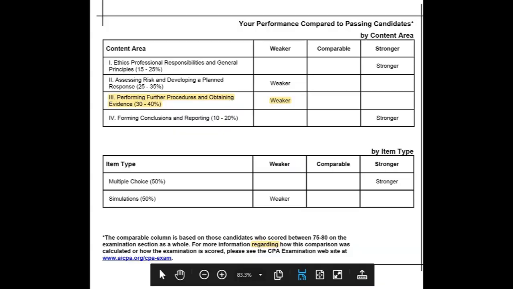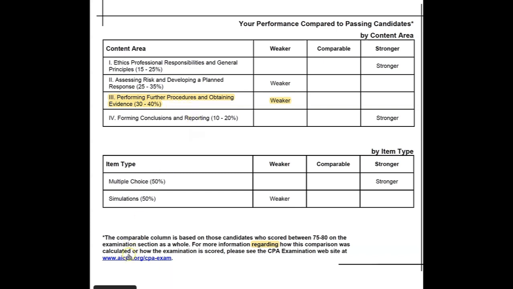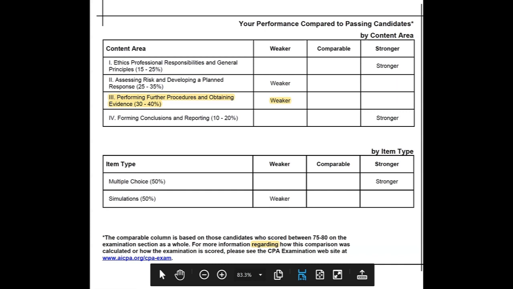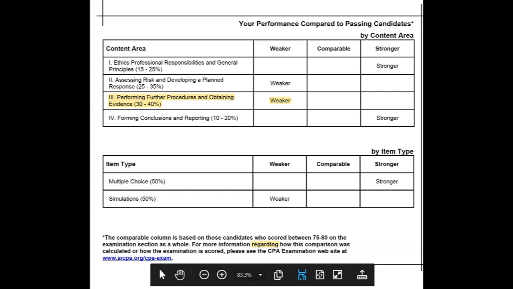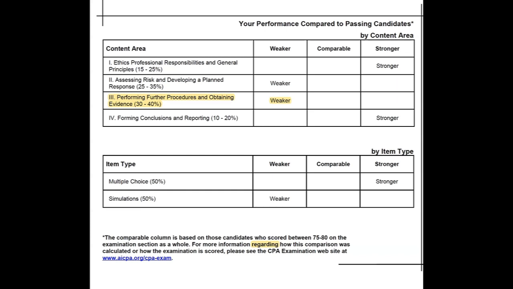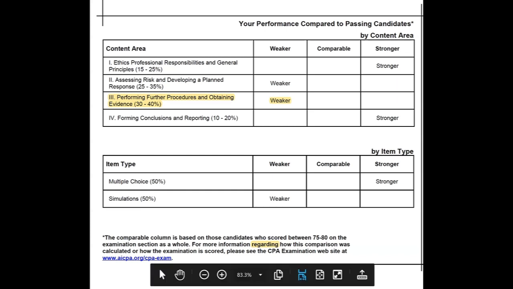And if you failed the CPA audit exam, you received a score report maybe that looks something like this. If you were weaker in Content Area 3, performing further procedures and obtaining evidence, that's 30 to 40% of the exam. It probably means that you need some help with the transaction cycles, like the revenue cycle, or expenditures cycle, or the cash cycle. So we're going to look at kiting in this video because the CPA audit exam expects you to know about kiting with regard to the cash cycle.